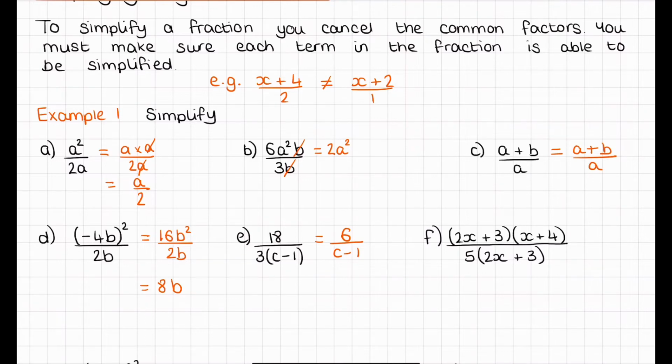All right, with F, so we've got 2x plus 3 times x plus 4, so that's just one term because it's all multiplied together.